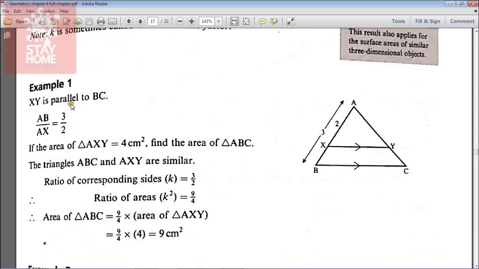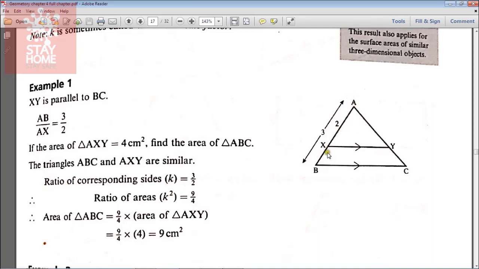Example, XY is parallel to AB. This XY is parallel to AB. If the area of the triangle AXY is 4 centimeters, find the area of ABC. The triangles ABC and AXY are similar. This AXY is smaller and ABC is the bigger. How? AX is equal to 2 and AB is equal to 3. So the ratio of the corresponding sides is 3 over 2.